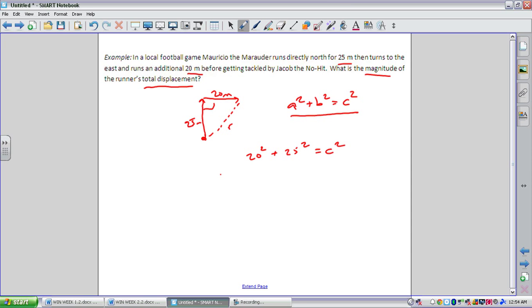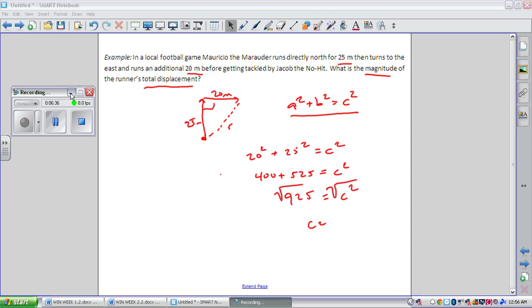So when I plug these two values in, it would just be 20 squared plus 25 squared equals c squared. 20 squared is 400 plus 25 squared is 525, equals c squared. It's going to be 925. Take the square root of both sides, and that'll give you your magnitude for the resultant vector here.